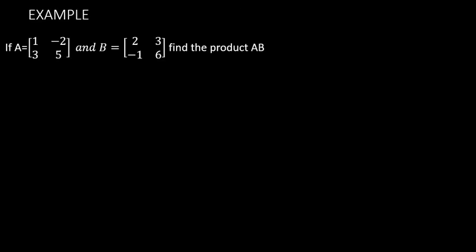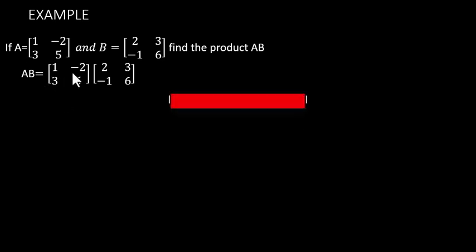Now we look at an example here. If A is equal to 1, negative 2, 3, and 5, and B is equal to 2, 3, negative 1, and 6, find the product AB. So in this case, what are we going to do? We write our expression AB is equal to this, as illustrated in our question.